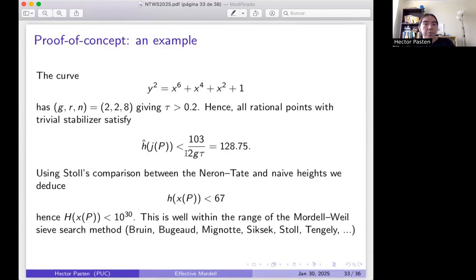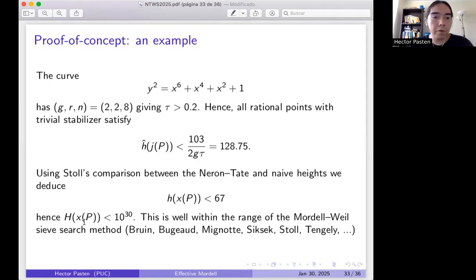Now, in this case, you plug in the numbers. Tau was at least 0.2, not too small, actually. And 2G is 4, and you do the computation, and you get basically 130. Okay, 130. That's going to be a bound for the height of the rational points mapped to the Jacobian. And now Michael Stoll proved a comparison that has been improved since then, but proved a comparison between the Néron-Tate height and the naive height of the rational points. So the logarithmic naive height is going to be less than 67. Okay, when you do the comparison between these two heights.